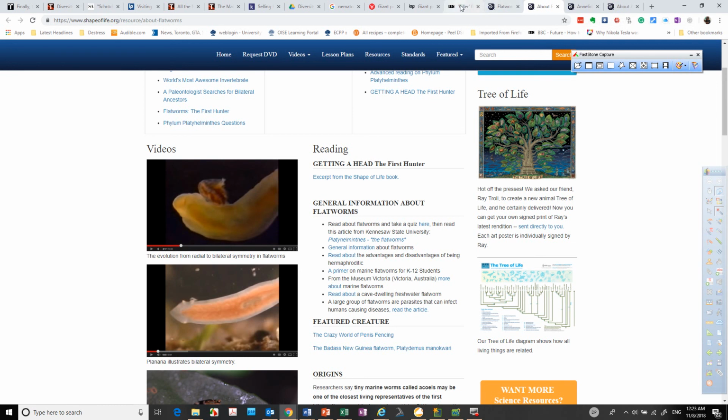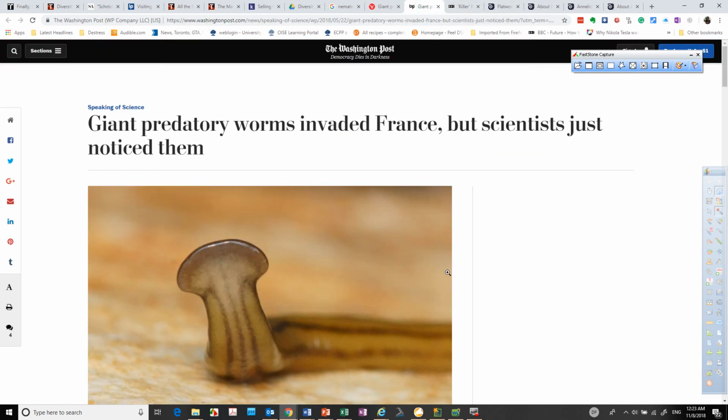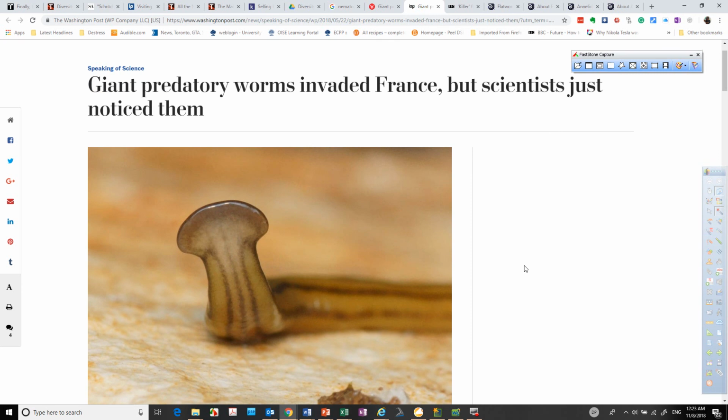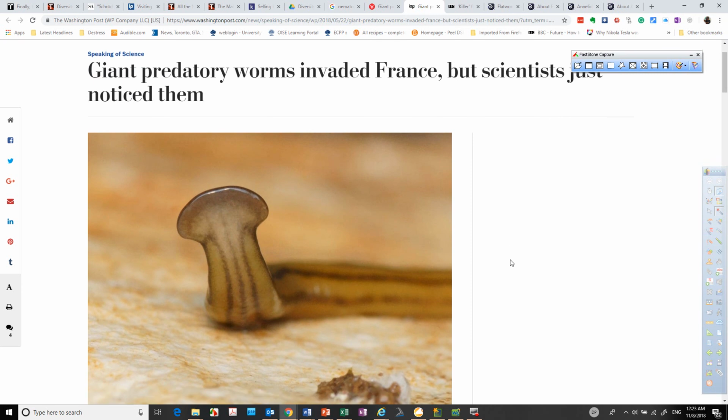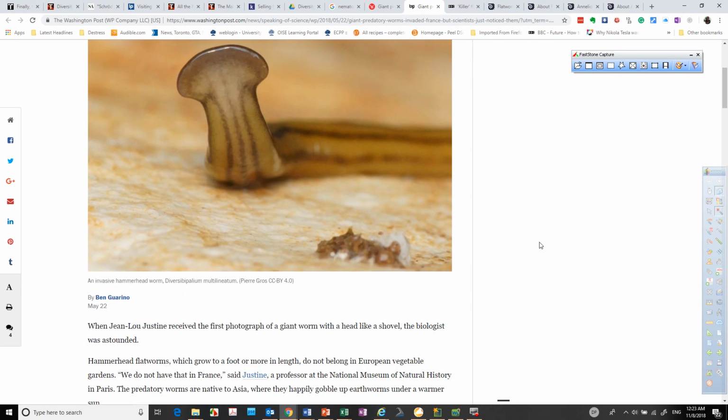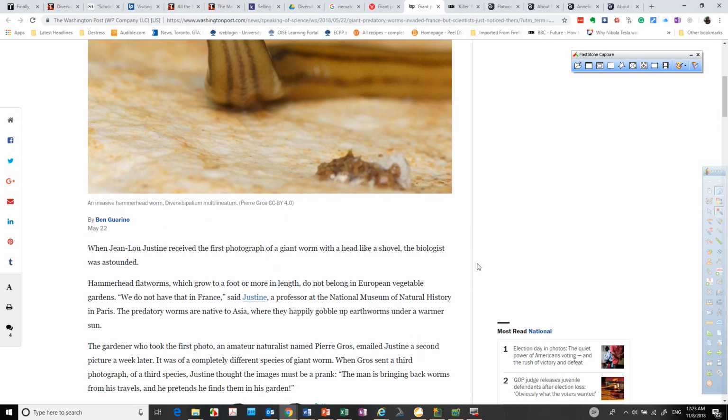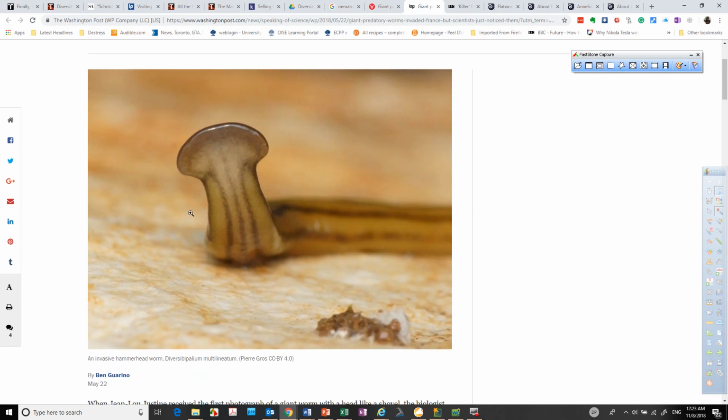And these flatworms, what they were doing is they were eating the earthworms. They were destroying them. They were just eating hundreds a day. And so they were completely decimating the earthworms, which are necessary for a healthy ecosystem. So here's that hammerhead flatworm.